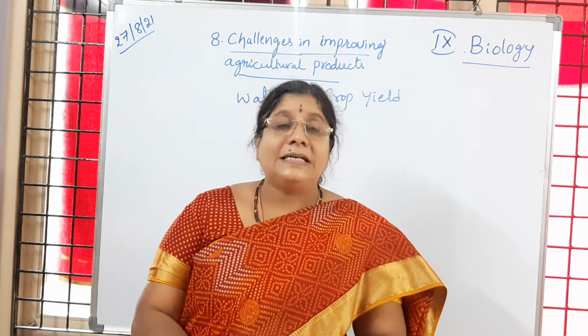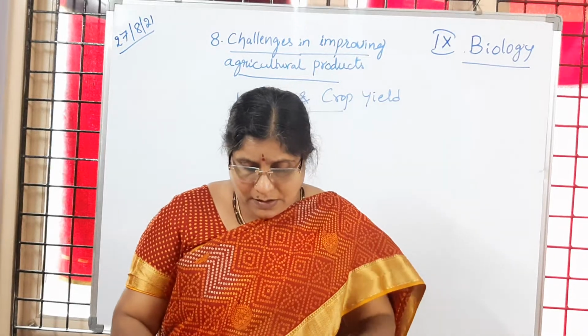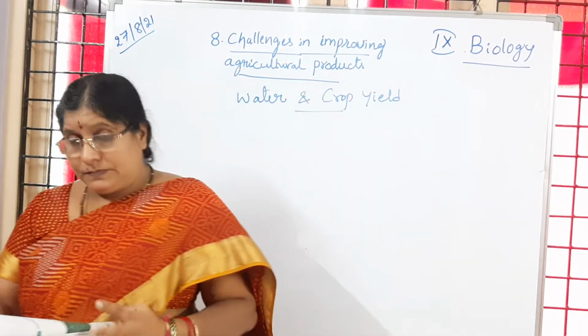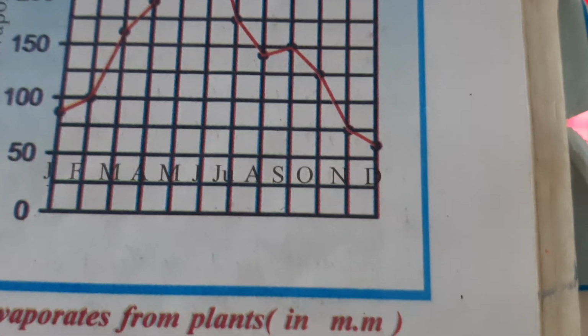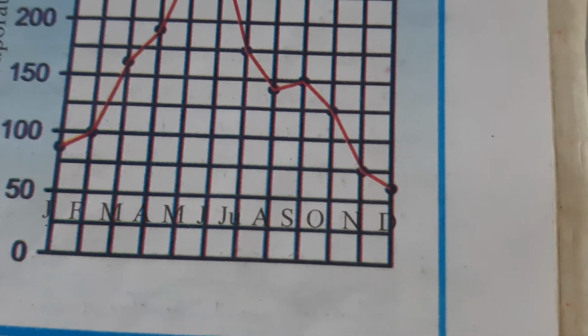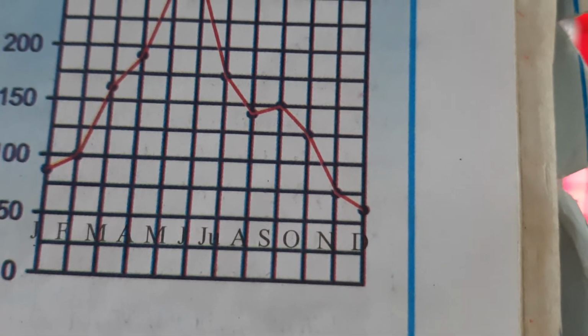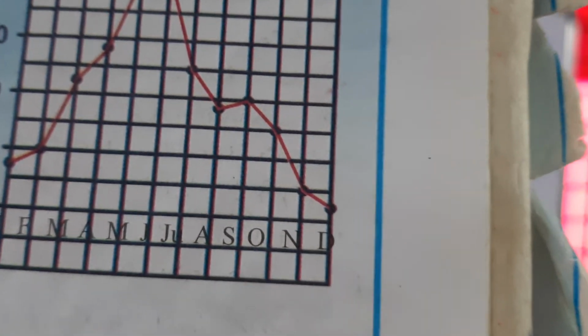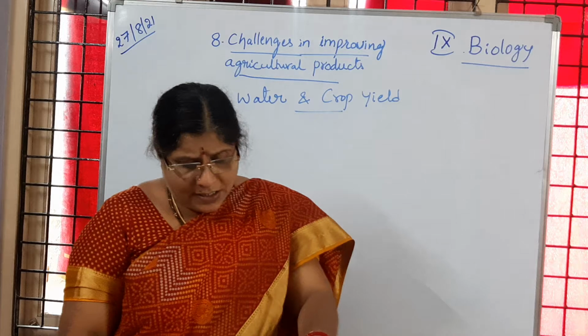So on the x-axis months are given: February, March, April, May, June, July. Then water evaporates 50, 100, 150, 200, 250, 300 is given on the y-axis. Is it clear to children? So find out from the graph the months in which the most water evaporates from the plants.